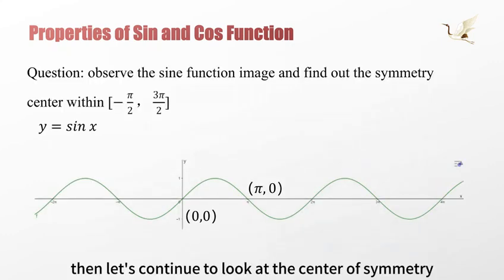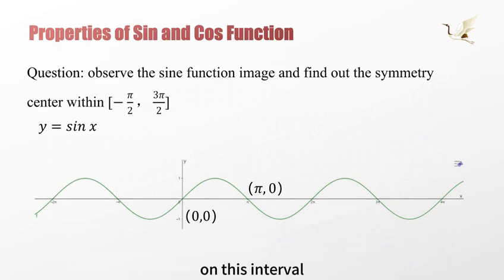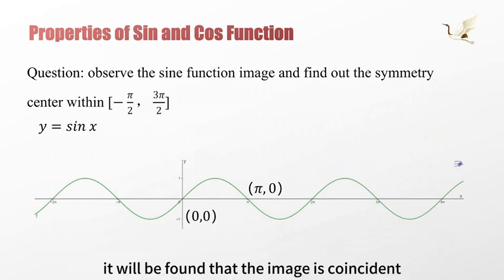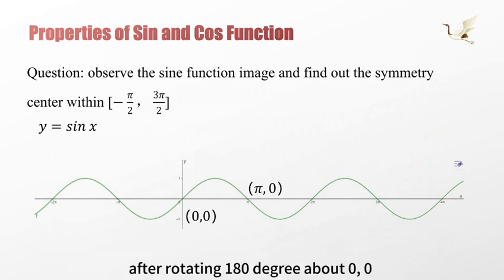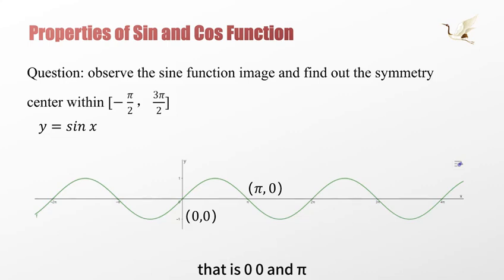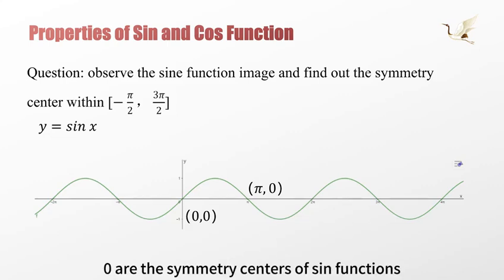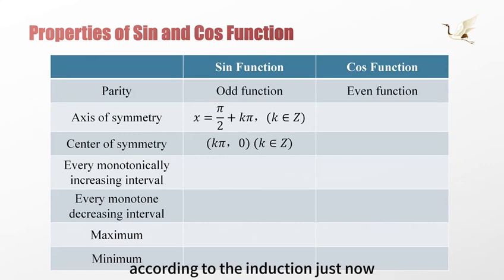Then let's continue to look at the center of symmetry on this interval. It will be found that the image coincides with the original image after rotating 180 degrees about (0, 0) and (pi, 0). That is, (0, 0) and (pi, 0) are symmetry centers of the sine function. According to the induction just now, I can know that the symmetry centers of the sine function are (k pi, 0), where k is an integer.